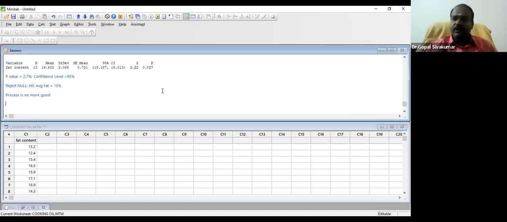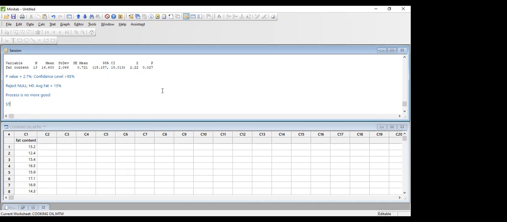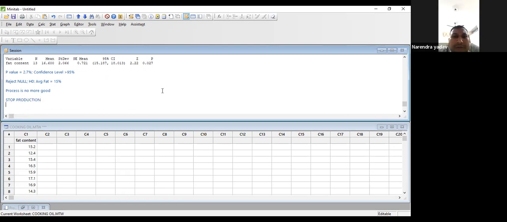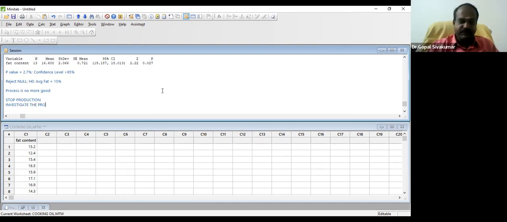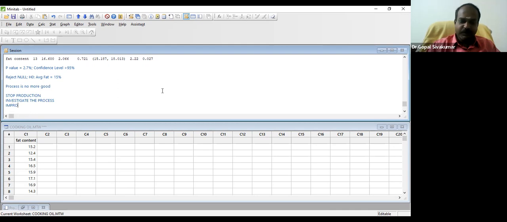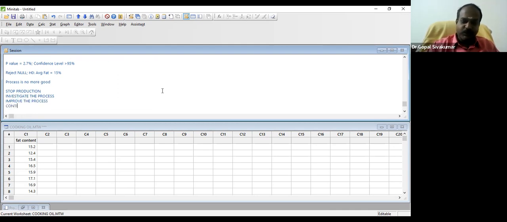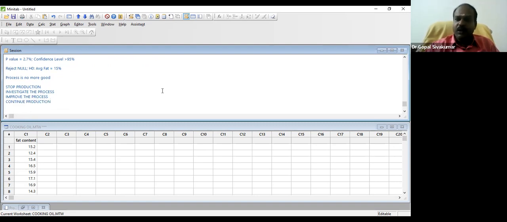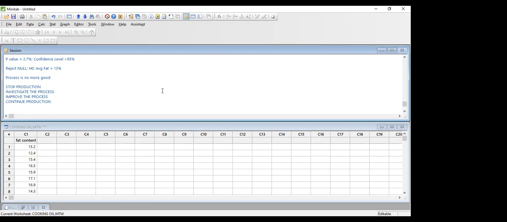So what will be your advice to the company? Stop the production, stop the production and investigate the process, improve the process, and then continue production. Clear, all of you? That is how hypothesis testing is helping you.